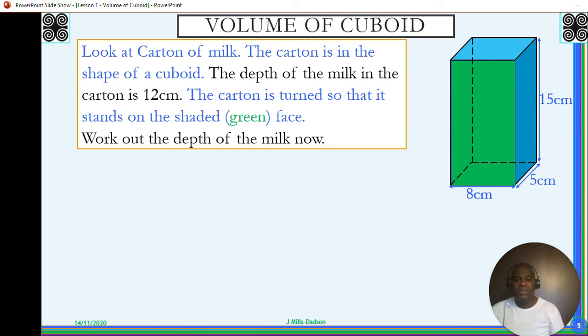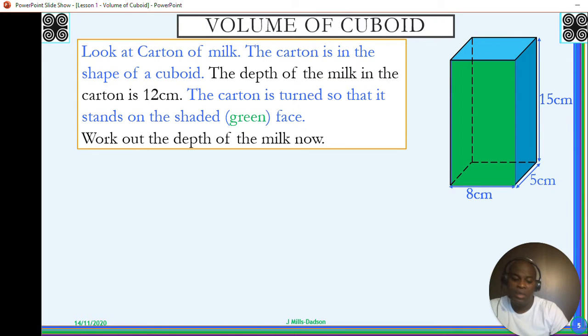Another exam question. We have a carton of milk. Dimension is 15, 5, and 8 cm. We have milk inside the carton, with the depth or the height of the milk inside the carton being 12 cm. The carton is turned such that it lands on the green face. And when that happens, we need to find out the depth or the height of the milk inside the carton.